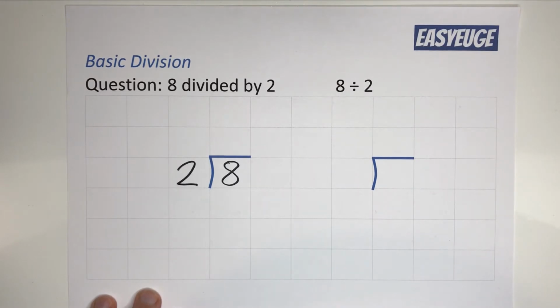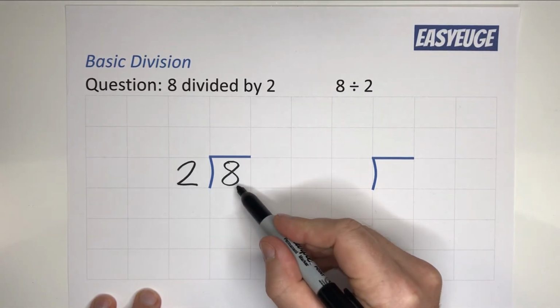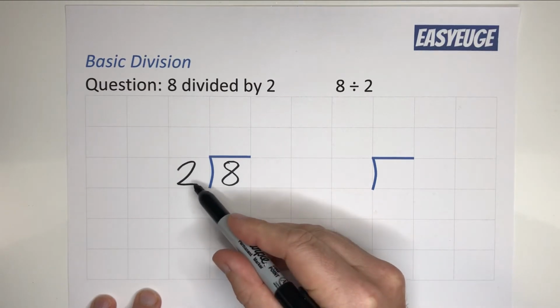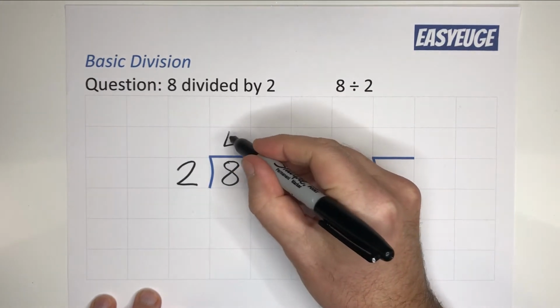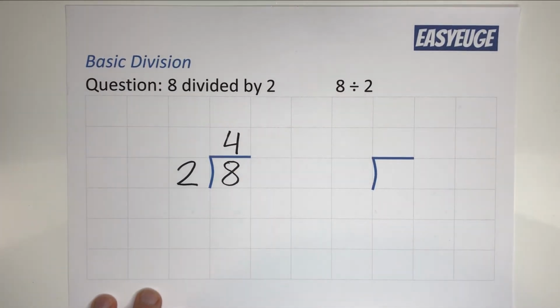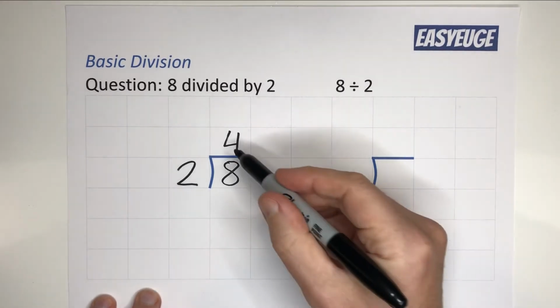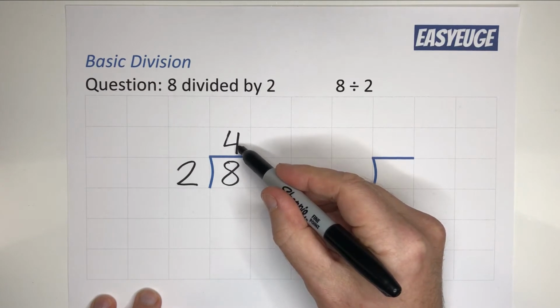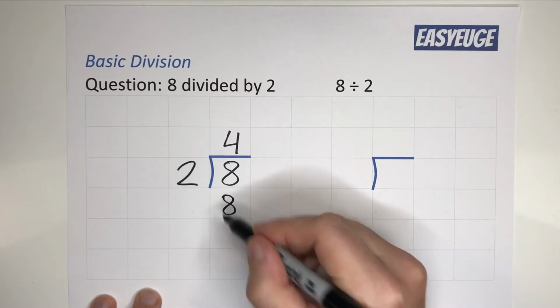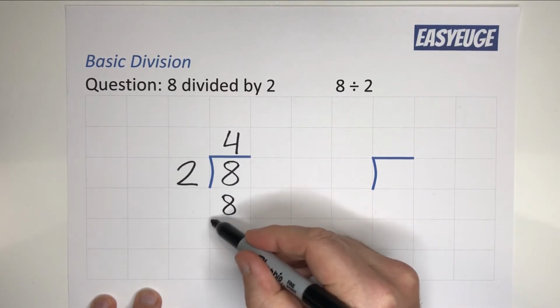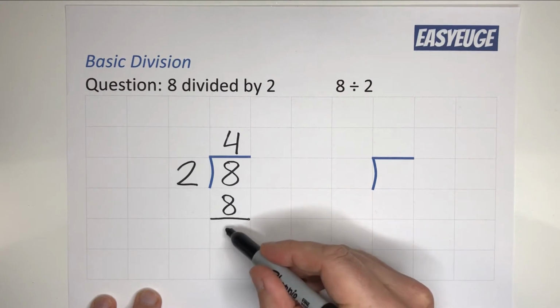Okay, let's check it out. What is 8 divided by 2? So how many times will 2 go into the number 8? And the answer's 4. So we put the answer on the top. So that's the question finished. There's a way to check this. This is the long way. Let's take the number 4. We'll multiply 4 by 2 and the answer is 8. And if we take 8 from 8, we'll draw our answer line. We get 0.